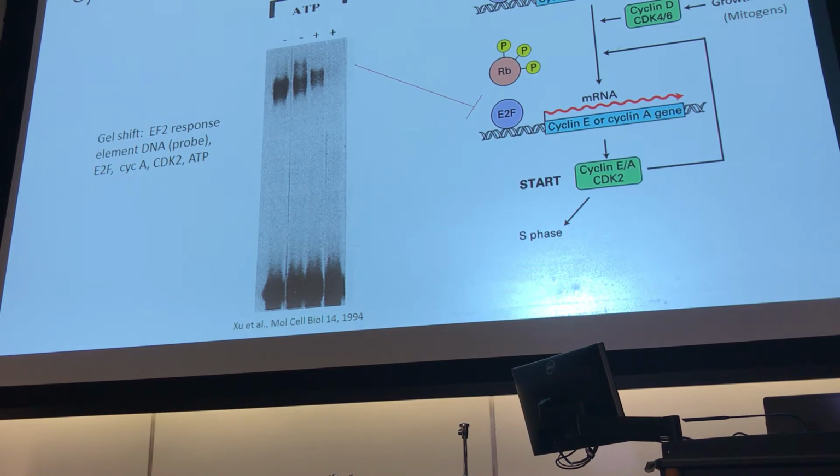Does that make sense to you guys? Any questions on how this works? Yes? No? Okay. So that's experimental evidence that we know that cyclin A, CDK2 is going to phosphorylate E2F and prevent it from binding to DNA. So that's why you lose that shift there.